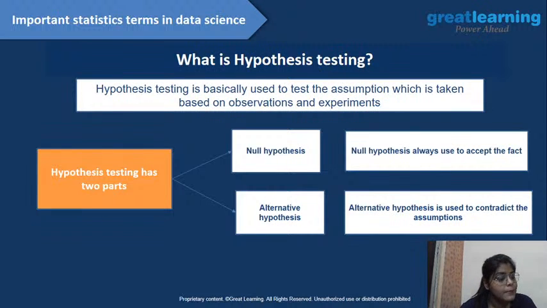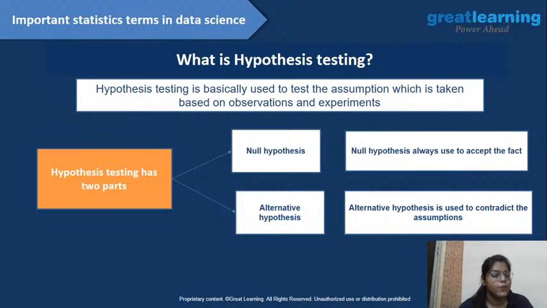So what is the null hypothesis? The null hypothesis is always used to accept the fact. Suppose you said being diabetic after 40 is the highest probability. Your null hypothesis is going to say, okay, whatever you are saying is right. But no, this is not the way statistics works. There is a cross option, which is known as the alternative hypothesis. This alternative hypothesis is used to contradict the assumption.